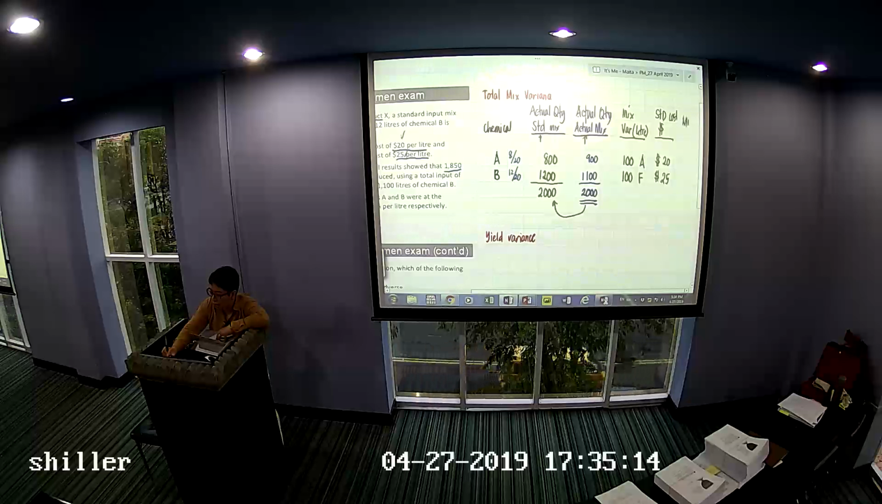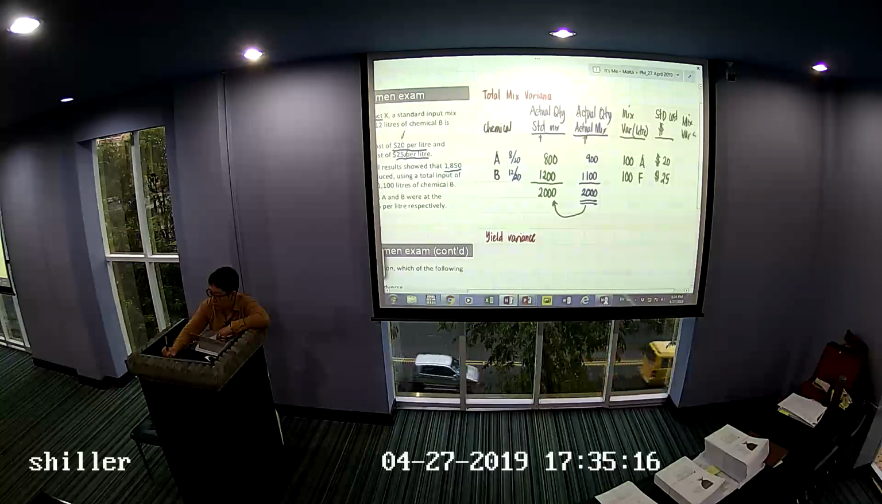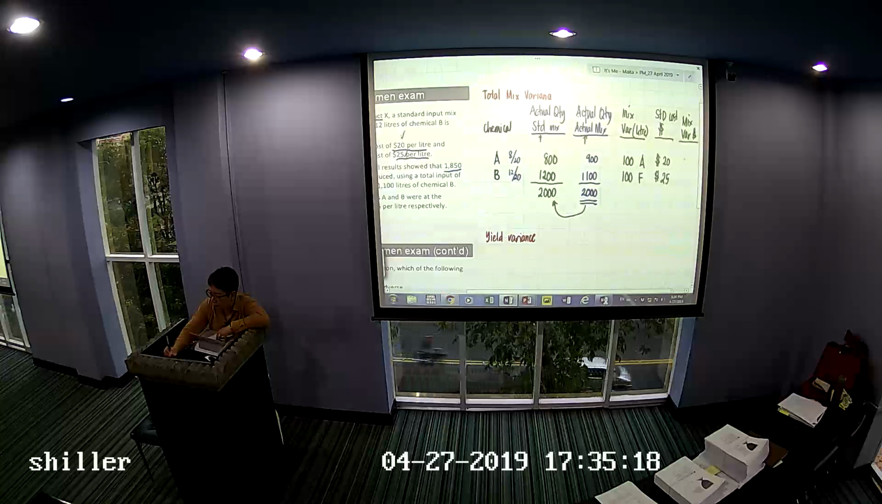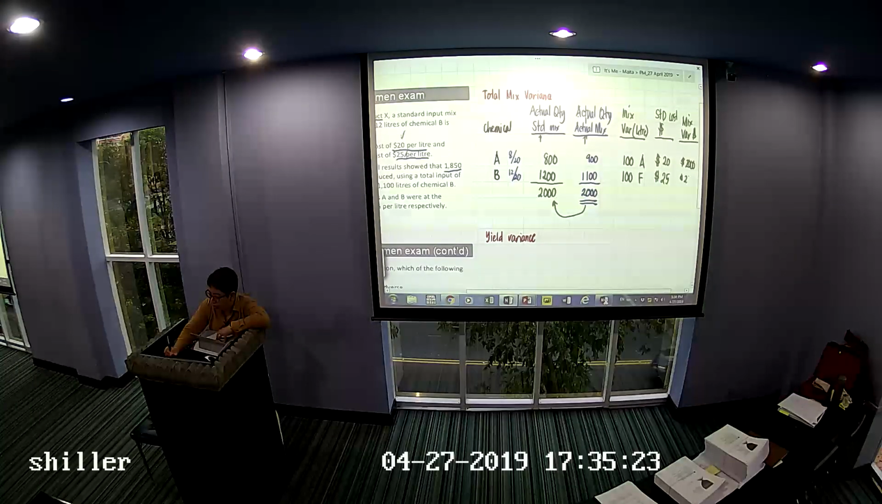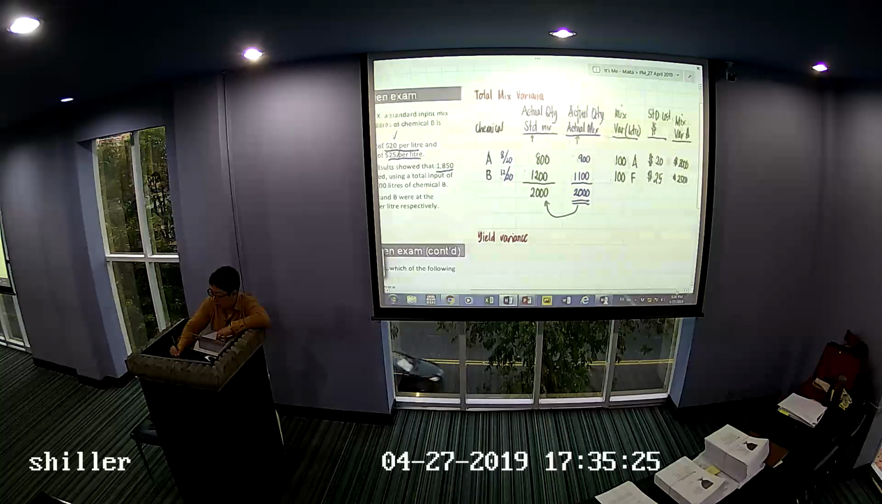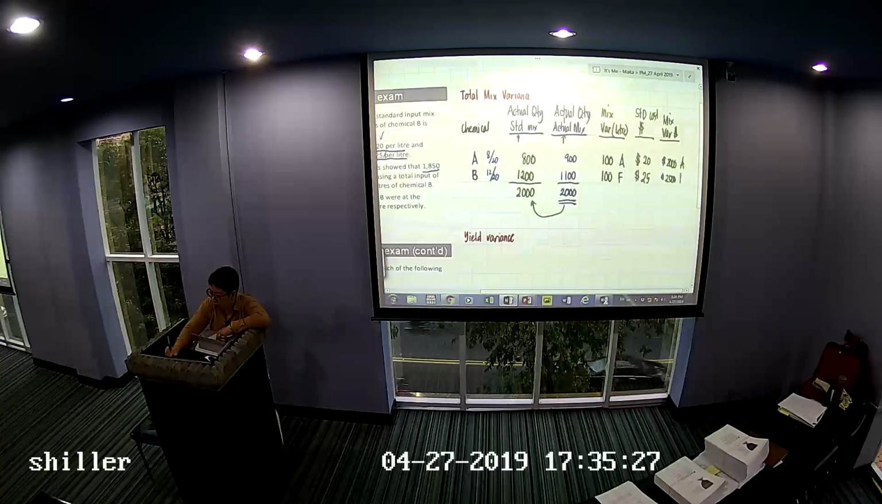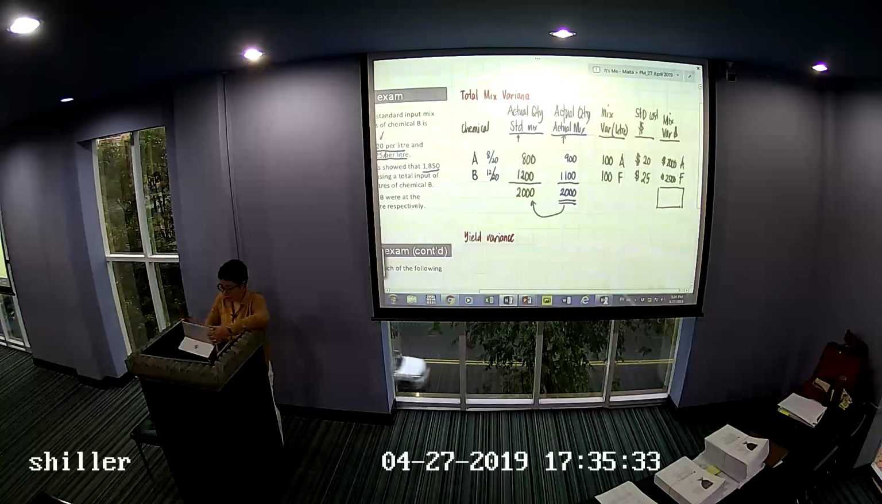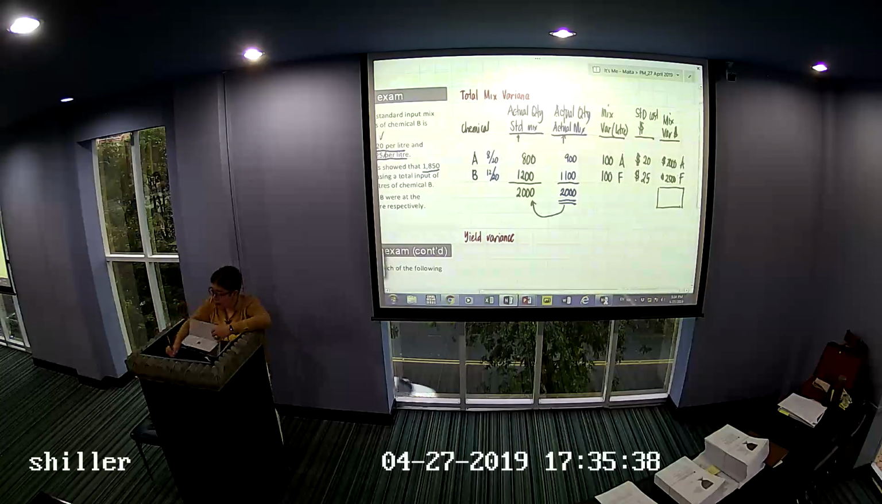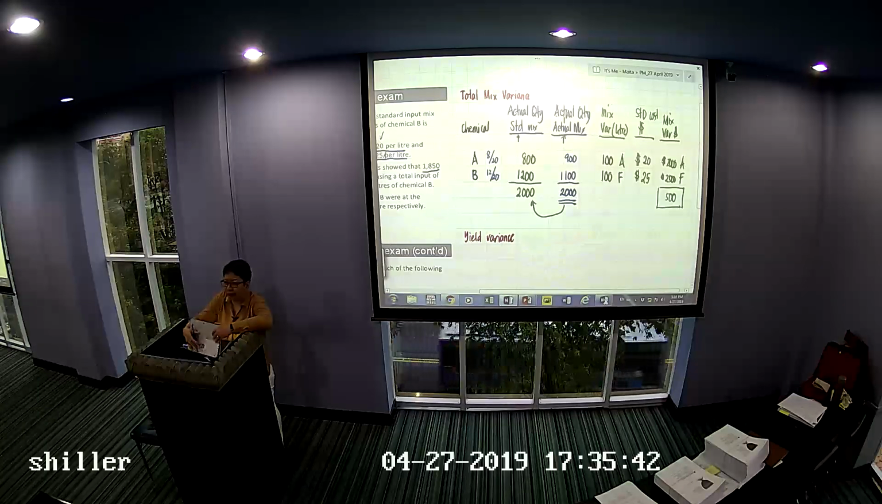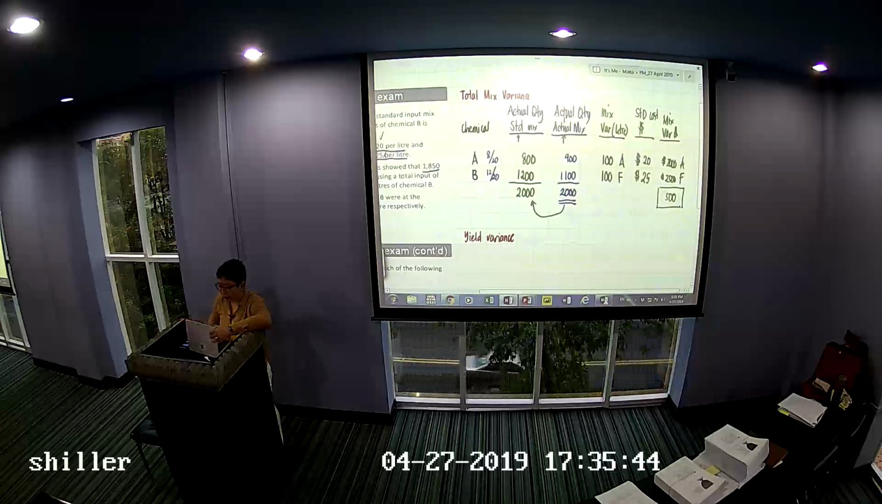So, mix variance would be what? Okay, so this one is 2,000 and this one is 2,500. Is that correct? One is adverse, one is favorable. What is the net effect? 500, what? Favorable. Okay? Favorable.